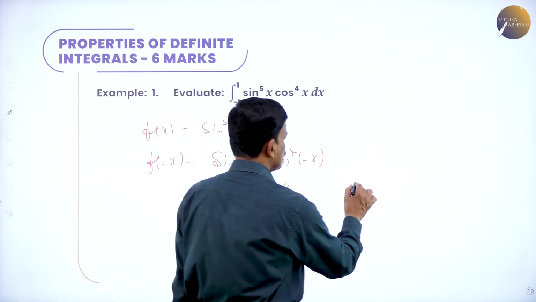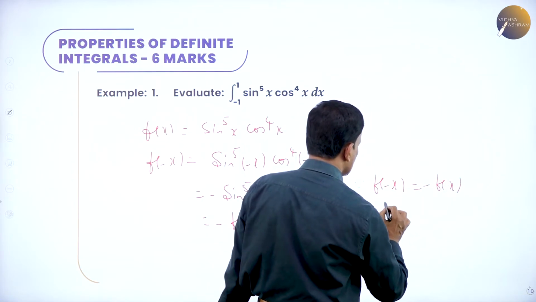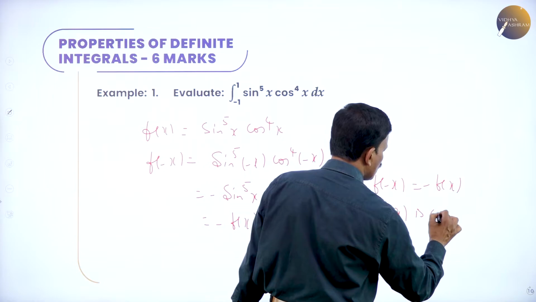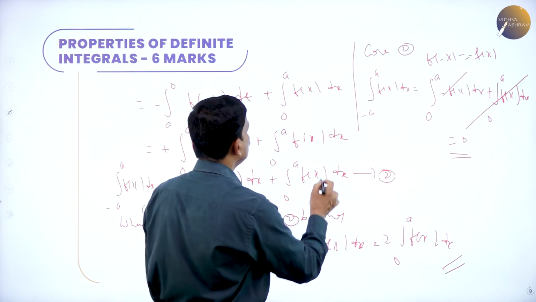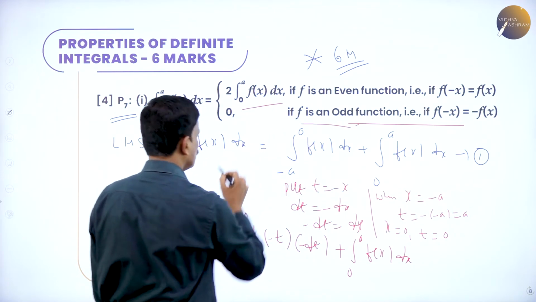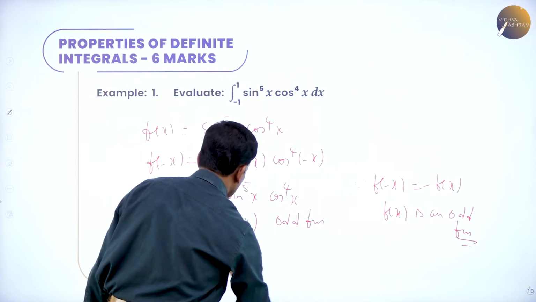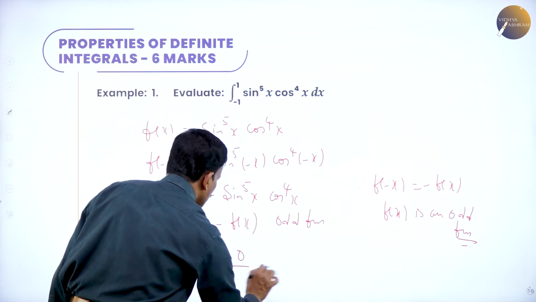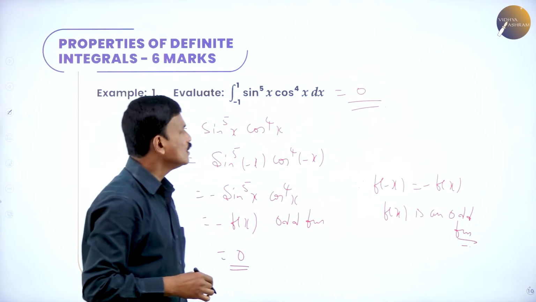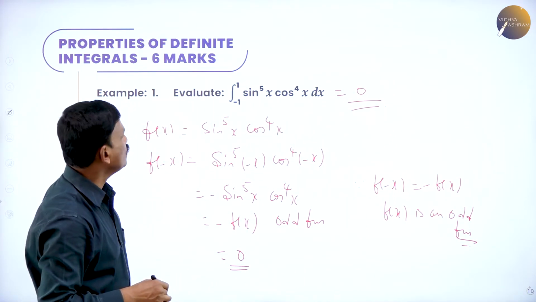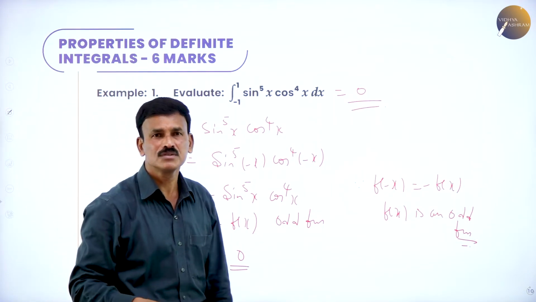That means if f of minus x is equal to minus f of x, then f of x is an odd function. If it is an odd function, then according to the property, it is equal to 0. So this is an odd function. Therefore according to the property, the value of this is equal to 0. Integral minus 1 to 1 sine to the power of 5x cos to the power of 4x dx is equal to 0. That's it. Very simple.